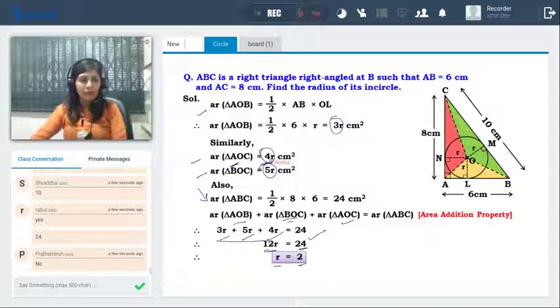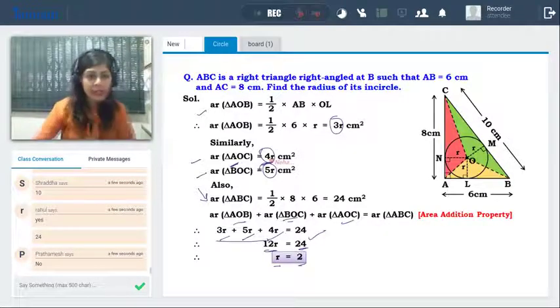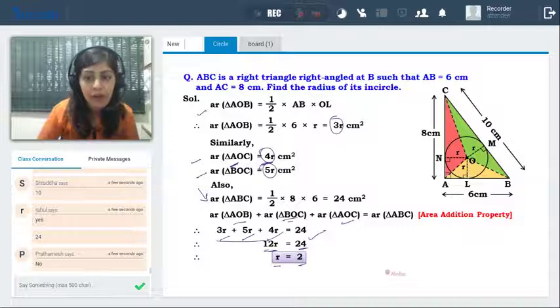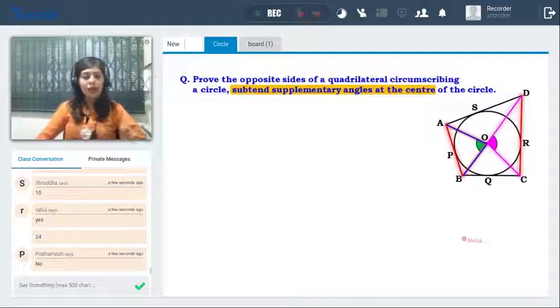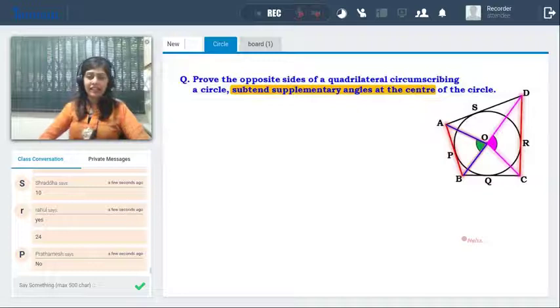Yes, students, any problem with this sum? All right, no problem. Okay, I see no problem. Okay, students, quickly we'll just do another sum and then we'll end our lecture for today.